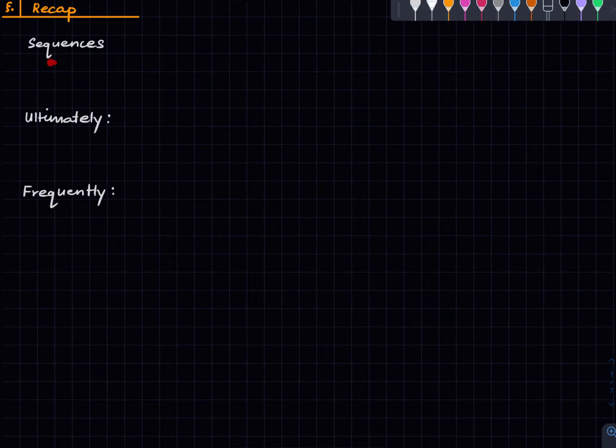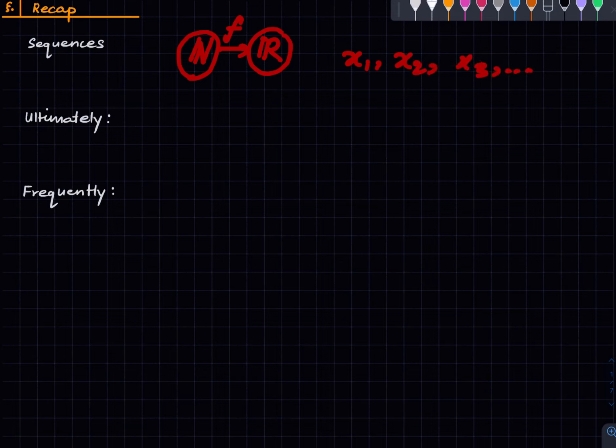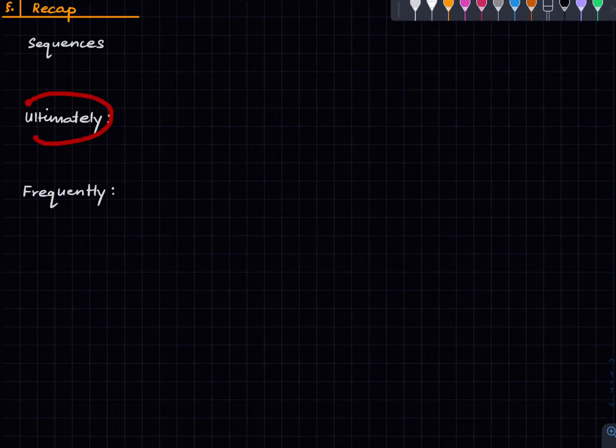So that's a sequence. We will be concerned with real sequences. So a real sequence is just a sequence with values in R. So if you think of it as a function, it's a function from the naturals to the reals. Or you can think of it as a list, where each element of the list is a real number. So that's a sequence. And we will need to know what is meant by the phrases ultimately and frequently. So what is meant by ultimately?